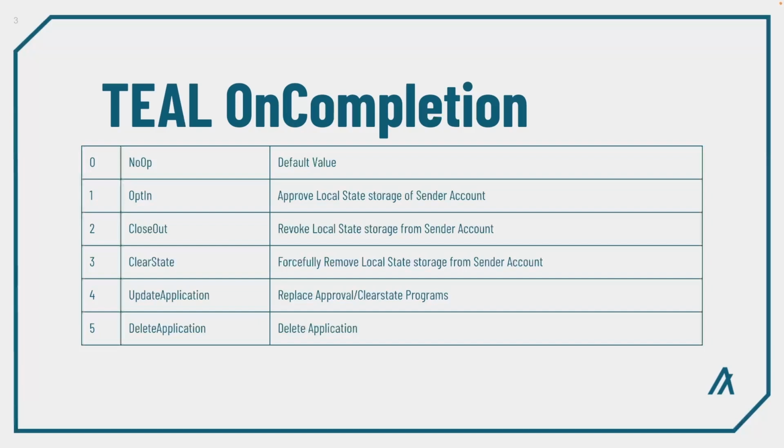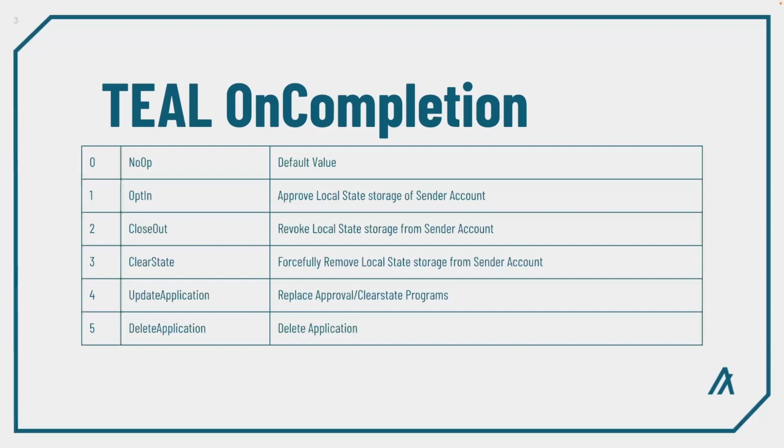Be aware that any transactions using this onCompletion value will always be approved and committed to a block, regardless of whether the TEAL program evaluates successfully or not. UpdateApplication will replace the approval program and ClearState program with newly supplied code. DeleteApplication will delete the approval program and ClearState program from the network's ledger, and the application ID will no longer exist.